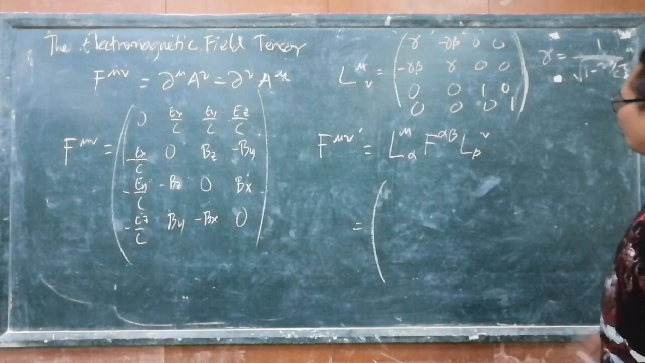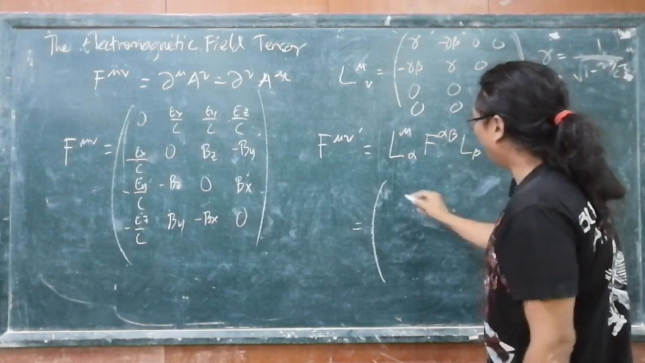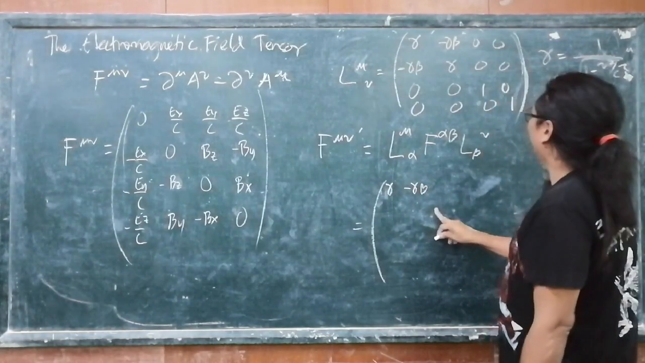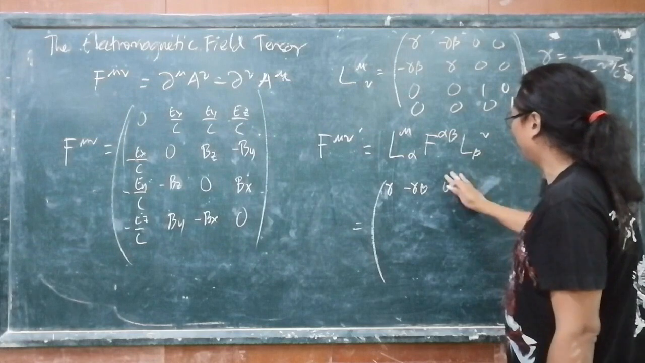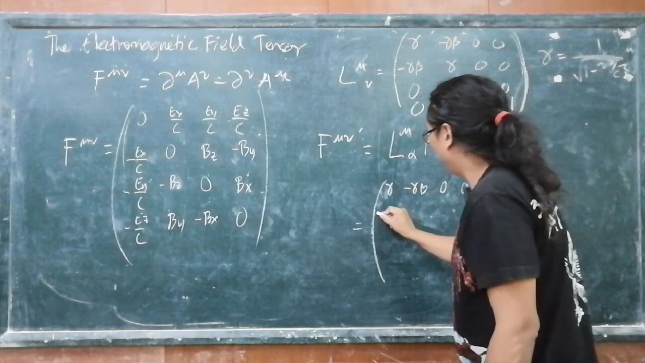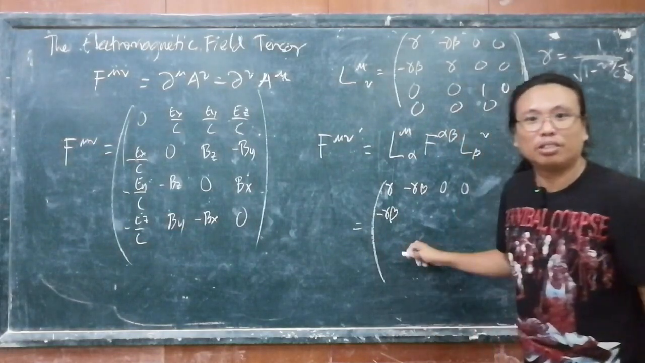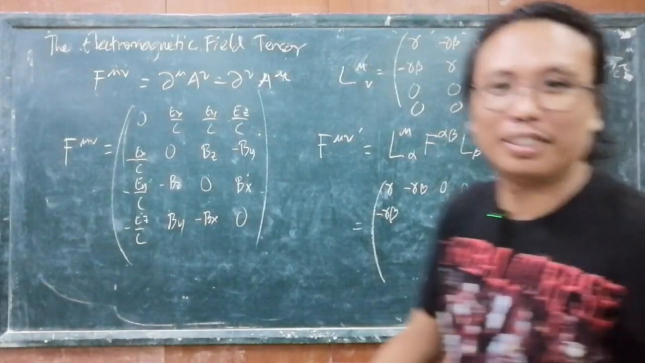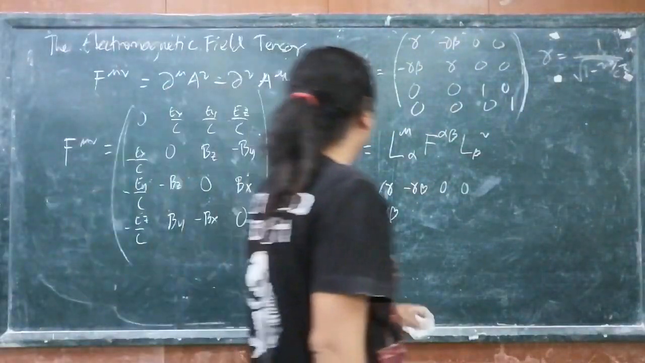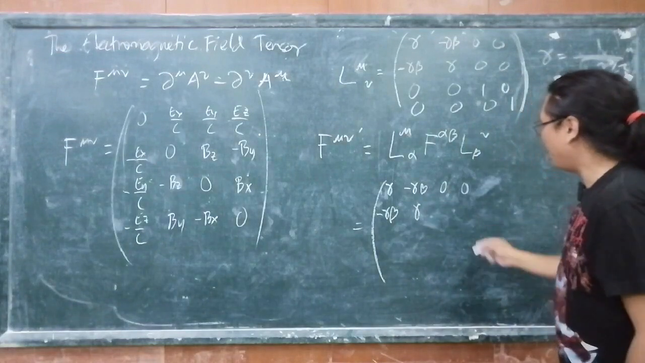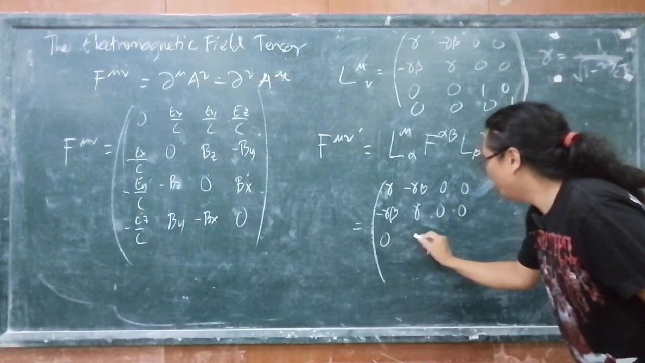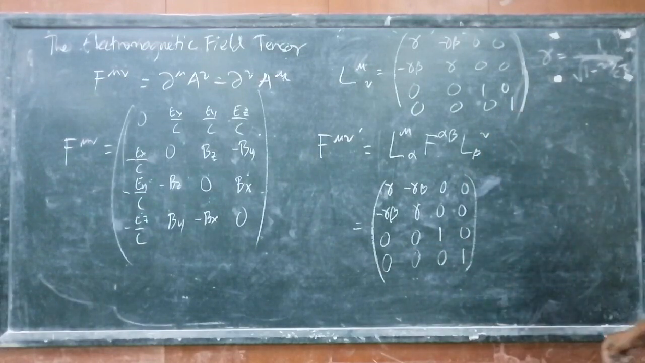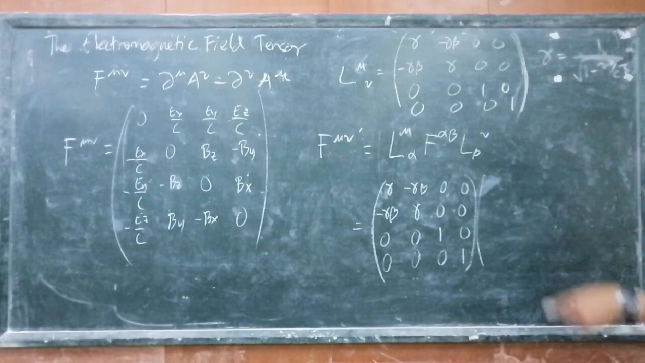Okay. So this is what? Gamma, minus gamma beta, 0, 0, minus gamma beta, gamma, 0, 0, 0, 0, 1, 0, 0, 0, 0, 1, times the electromagnetic field tensor.